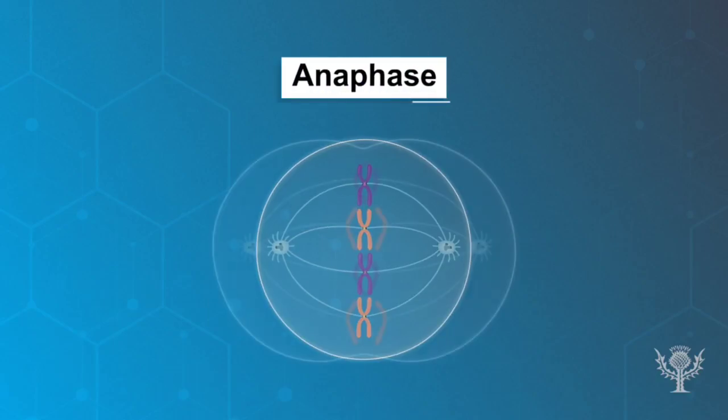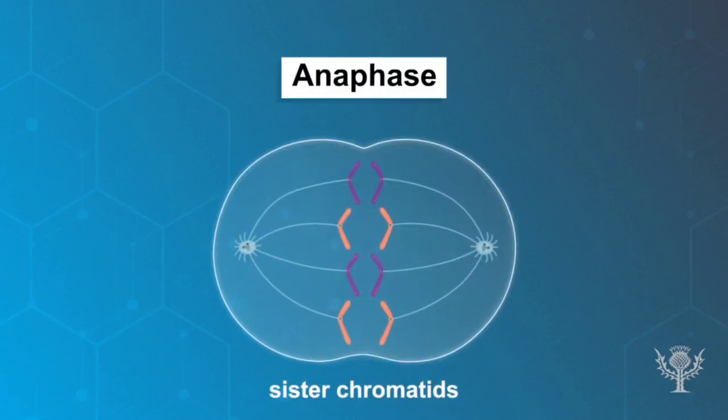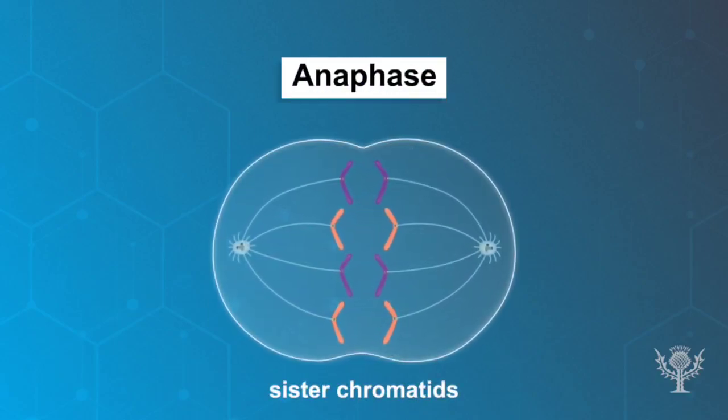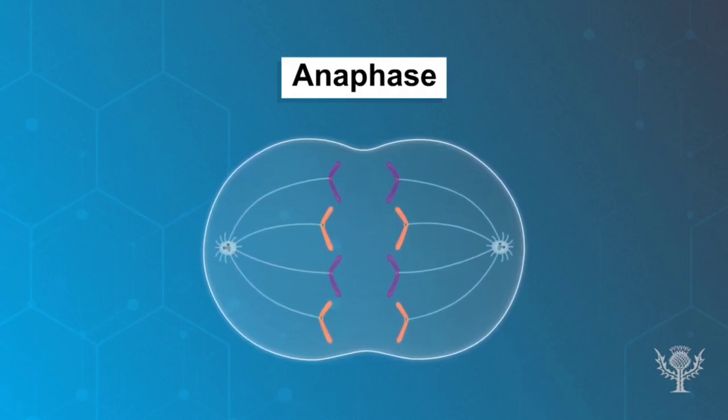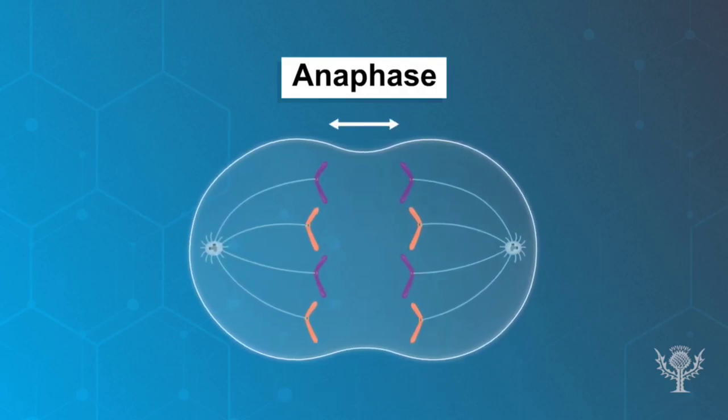Anaphase begins when the sister chromatids of each chromosome separate and are pulled toward opposite poles of the cell by the spindle fibers. Once the chromosomes reach the poles, the cell elongates.